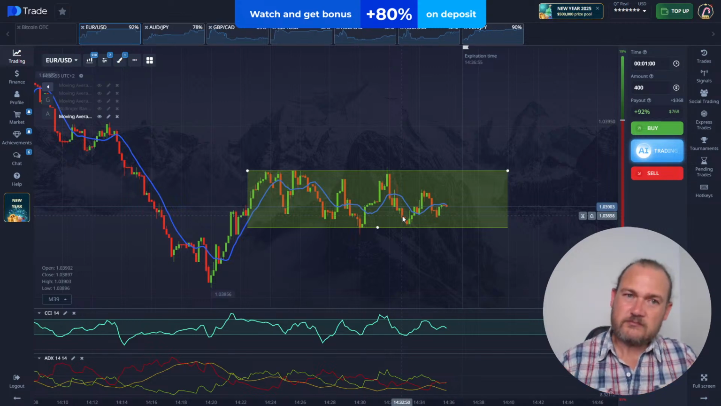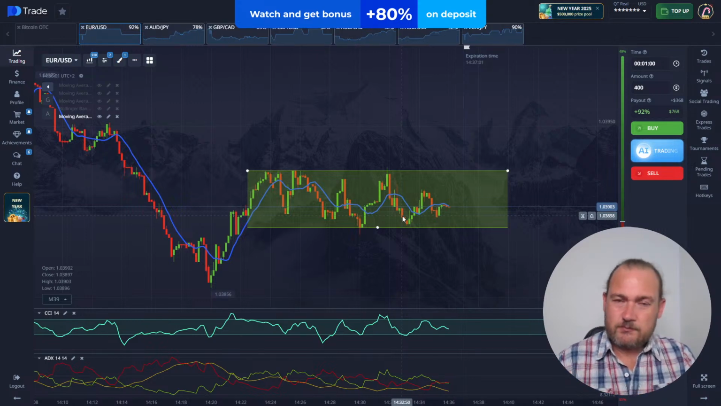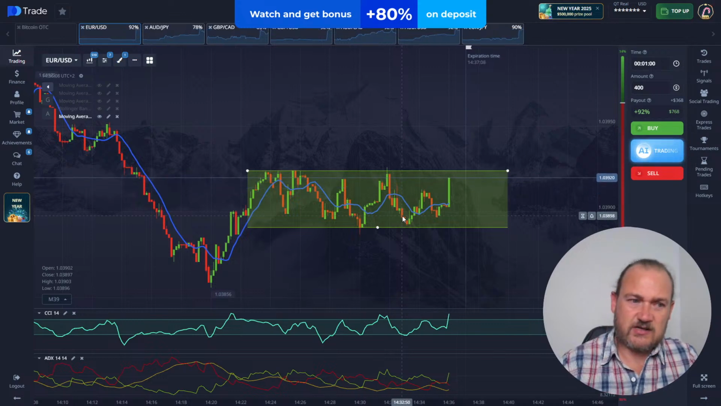Conversely, when price is in a well-established trend, do not take reversal trades lightly.